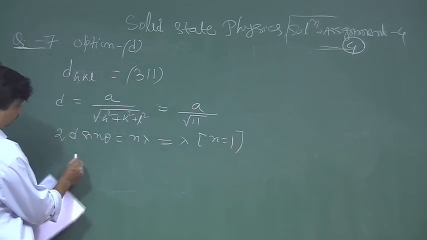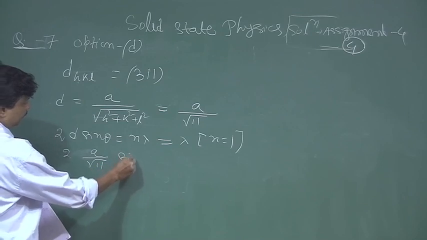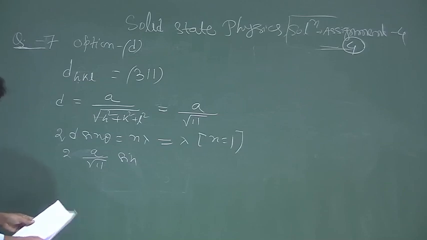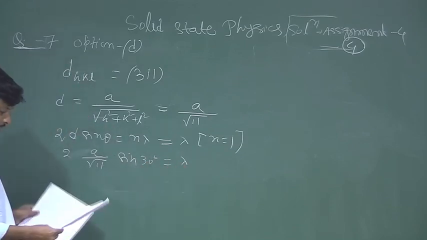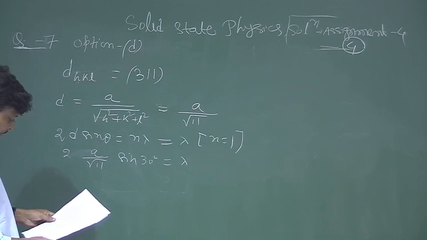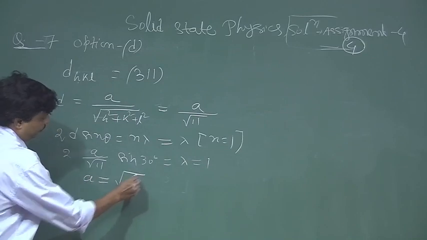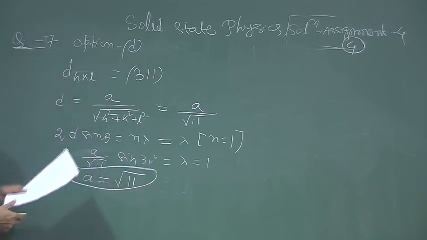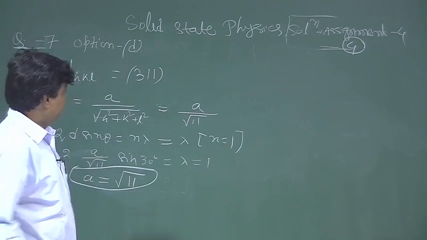Thus 2 into d, where d is a by root 11, into sin of the angle. The angle is 30 degrees, so sin 30, is equal to lambda, and the value of lambda is 1 Angstrom. Since sin 30 is half, the 2 cancels, and the answer comes a is equal to root over 11, which is option D. So this is the right answer.